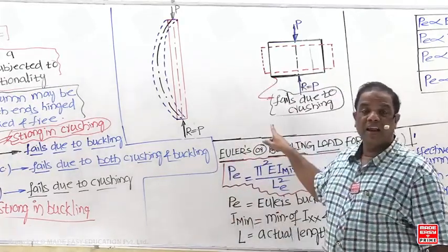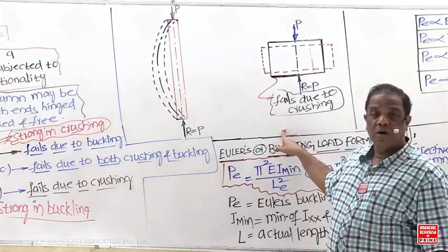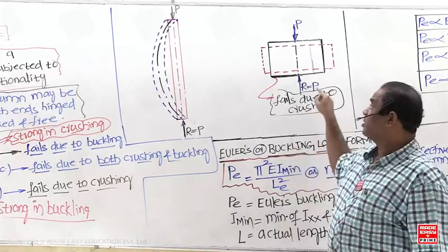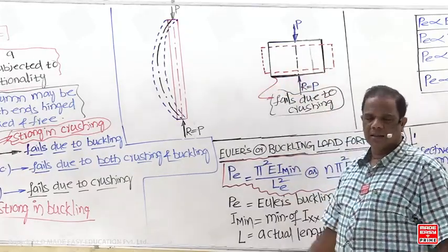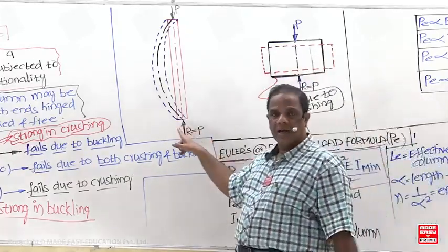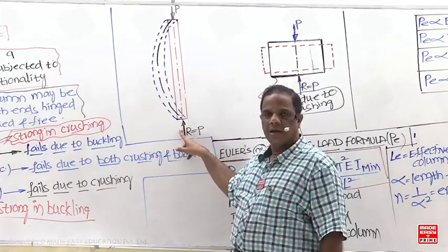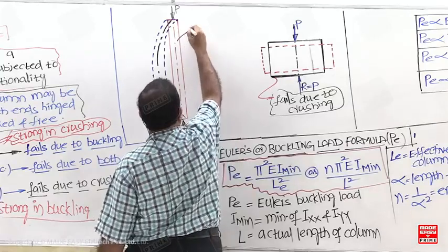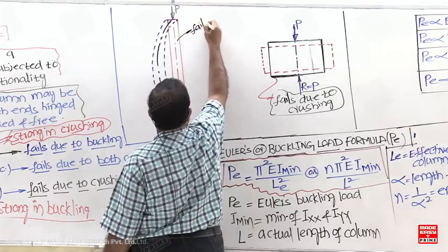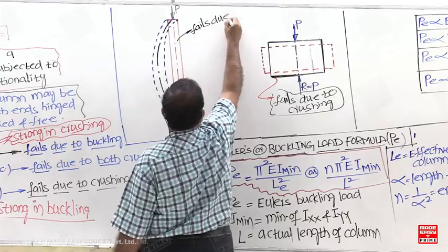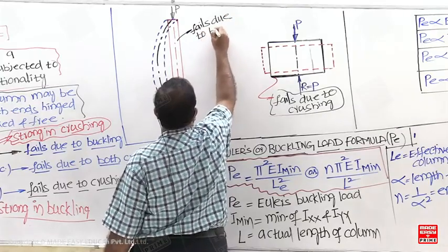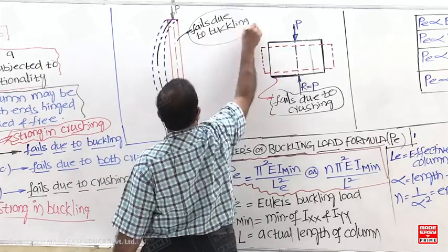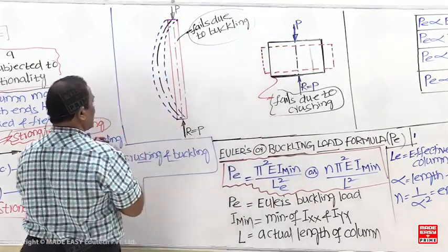Meaning they were able to withstand what now? More buckling load. Meaning before buckling, crushing occurs. So they fail due to crushing. But here they are strong in crushing, weak in buckling. So this fails due to buckling. So this curve is known as the buckling curve.